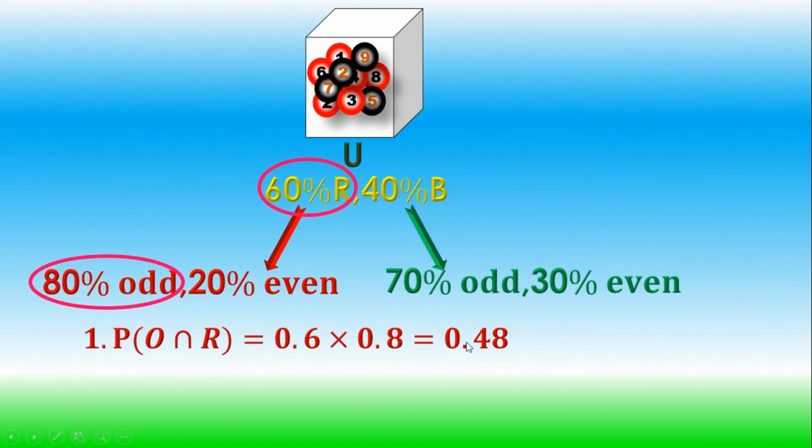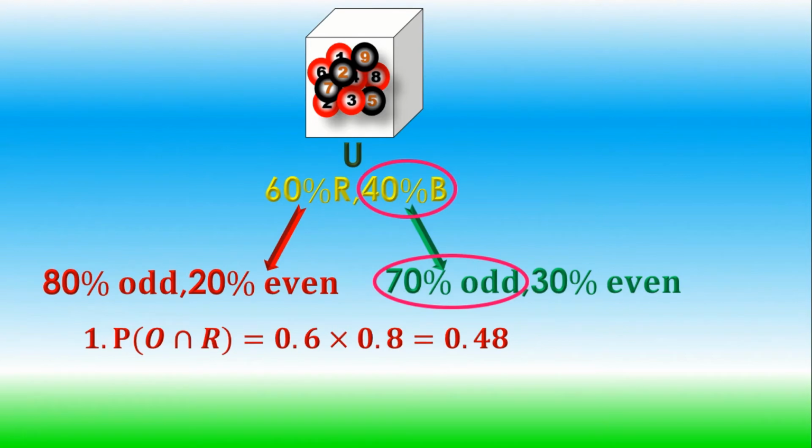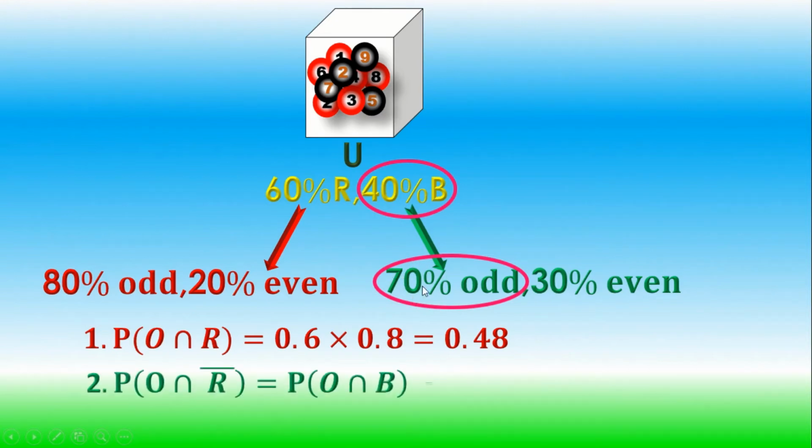Now we need to calculate P of O intersection R bar. What does P of O intersection R bar mean? The ball shouldn't be red, R bar, so it should be black. We still have a ball carrying an odd number, but it's a black ball. So here we should calculate the probability P of O intersection B, which is R bar. Well, isn't it 0.7 times 0.4? So it gives us 0.28.